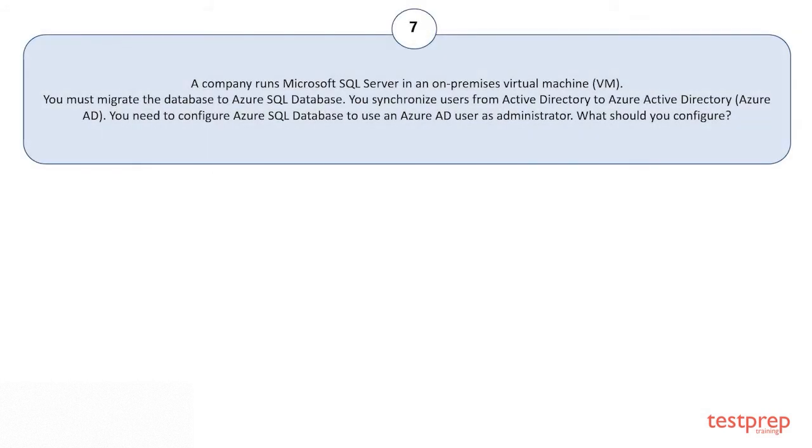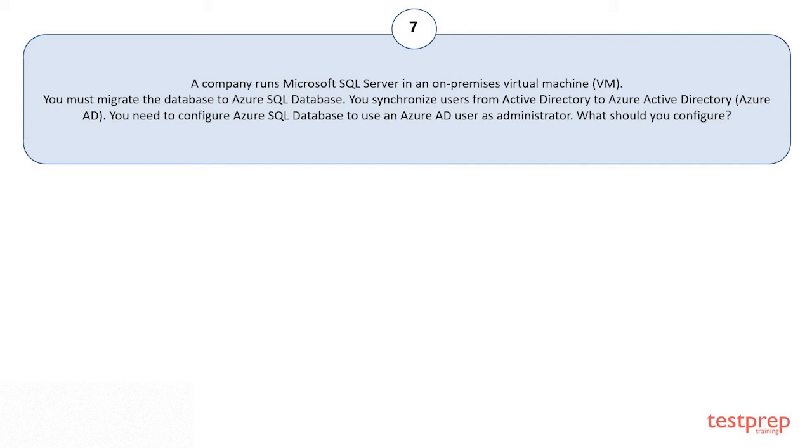A company runs Microsoft SQL Server in an on-premises virtual machine. You must migrate the database to Azure SQL database. You synchronize users from Active Directory to Azure Active Directory. You need to configure Azure SQL database to use an Azure AD user as administrator. What should you configure?